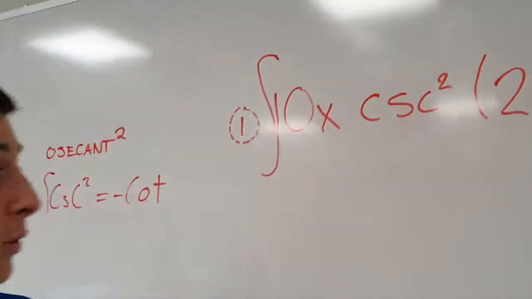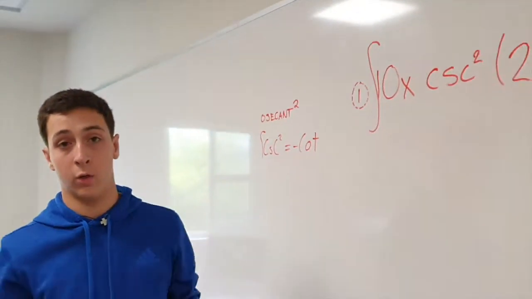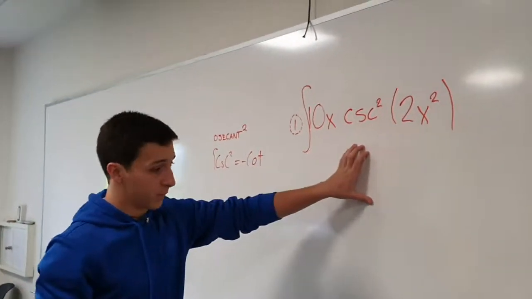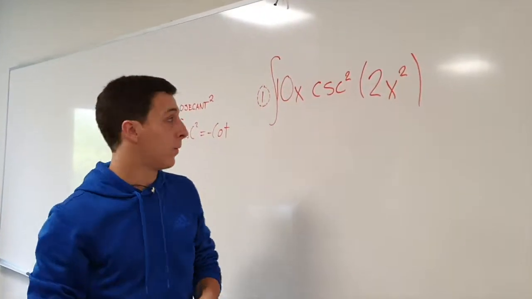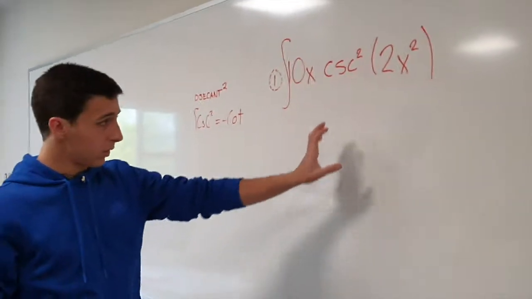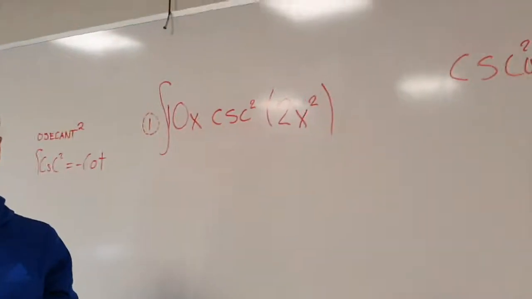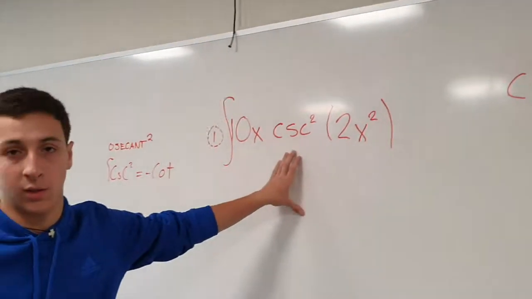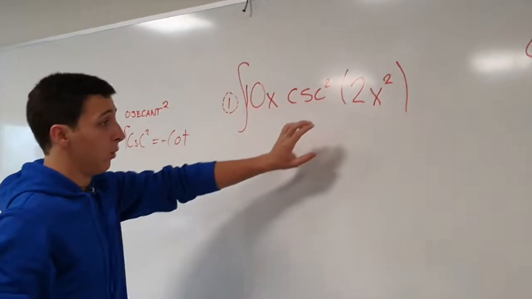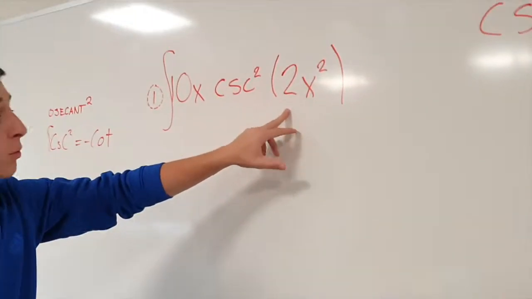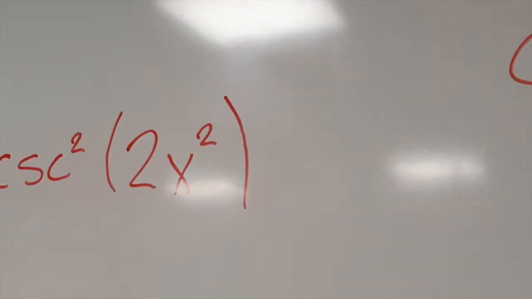The first thing you need to do is to find the u. The u is going to be something that can later on cancel with something else in the equation. If my u is cosecant squared of 2x squared, that's not going to be possible because you cannot cancel the cosecant squared with anything else. So my u is going to be 2x squared, so it can later on cancel with the 10x.